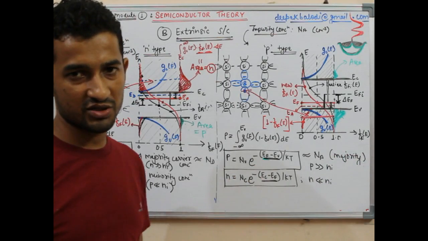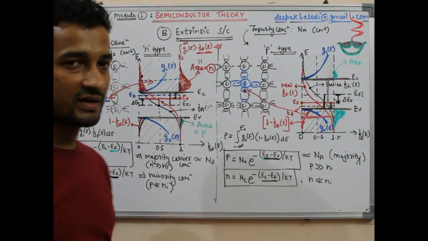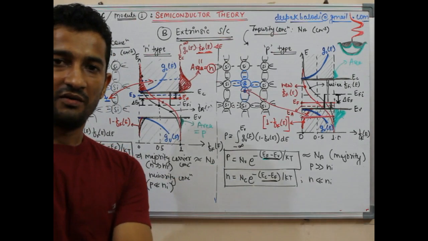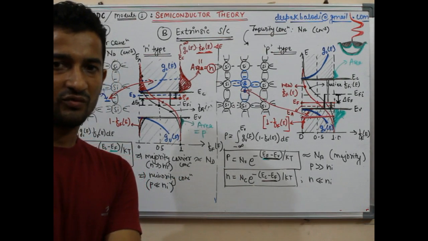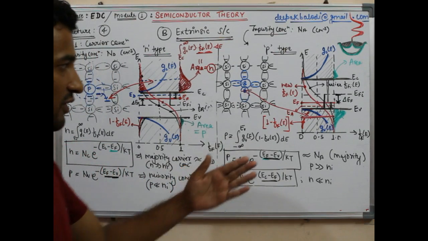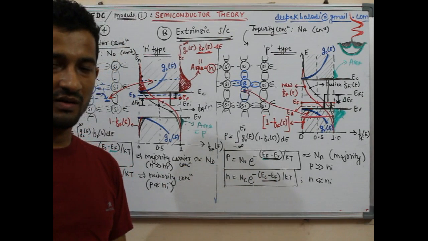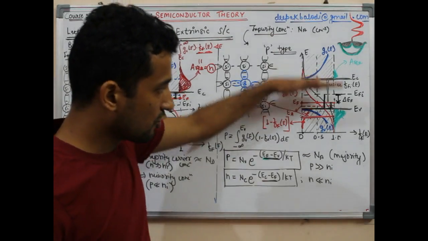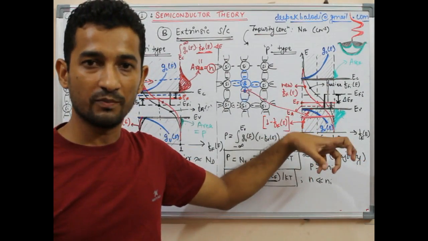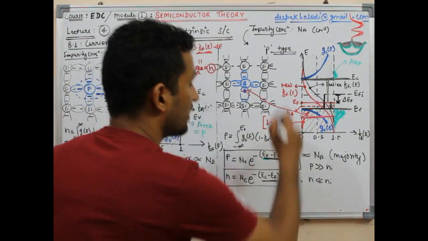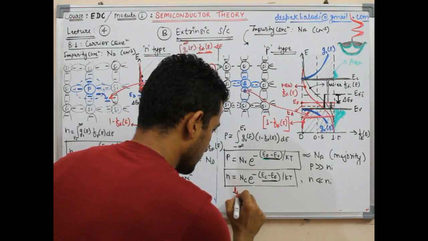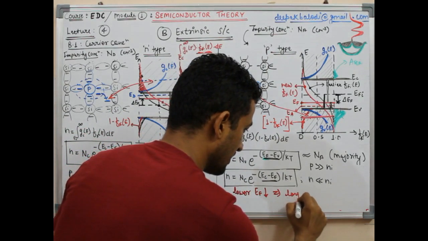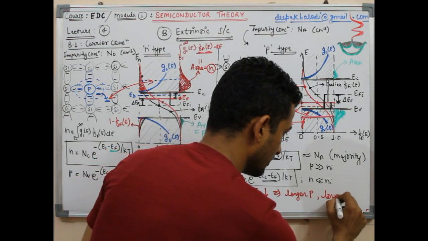These two formulas are not very relevant here, because in order to utilize them in numericals, we need to be given NV or NC. NV and NC are not very familiar values or functions. So we try to avoid NC and NV, or we try to avoid EC minus EF and EF minus EV. What is a better representation? See, we have already argued that a lower value of EF is an indication of a heavy doping case or a larger doping case. So in the P-type, we have already quantified this: lower EF results in a larger P and lower N.